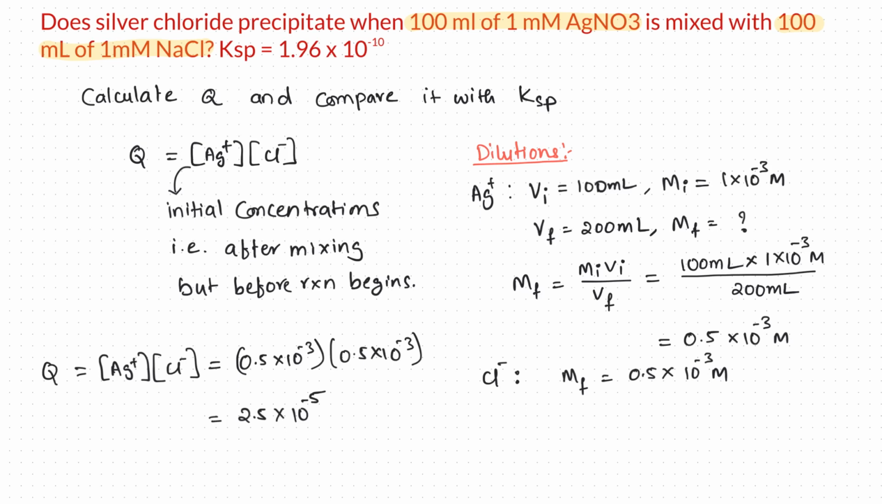We know that the maximum amount of Ag plus and Cl minus ions that can coexist in a solution without precipitation is equal to the Ksp value, that is 1.96 times 10 to the negative 10. The Q value that we calculated is much greater than the Ksp value. Therefore, the silver chloride will precipitate out of the solution.